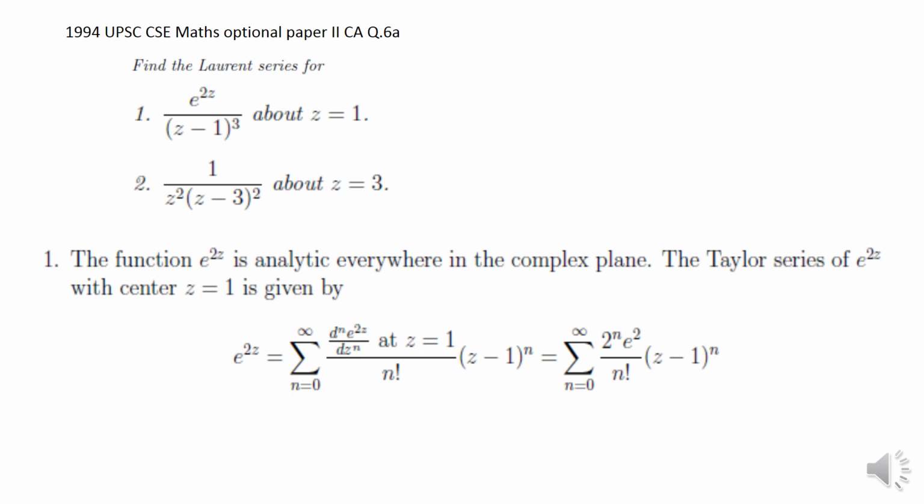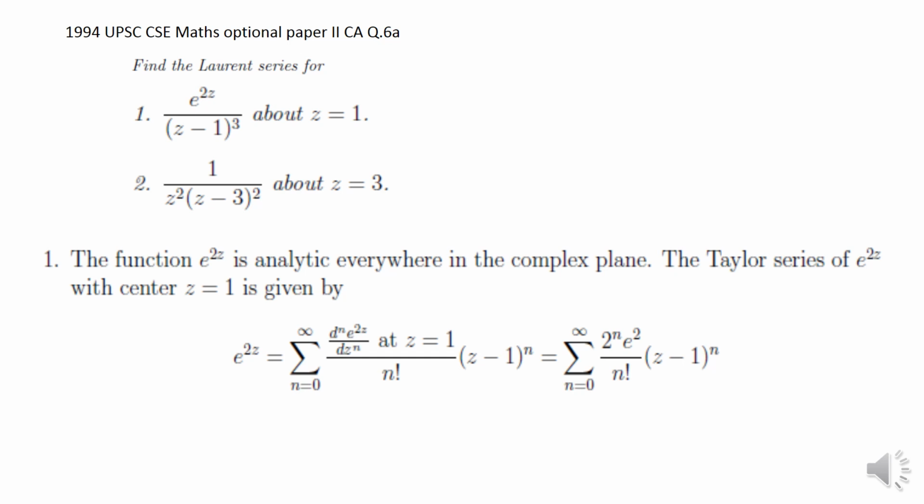E to the power 2z, which is in the numerator of the series, is analytic everywhere in the complex plane. This we can see with the help of Cauchy-Riemann equations. We can write down e to the power 2 into (x plus iy), and then we can apply the Cauchy-Riemann equations and see that they are satisfied. Therefore, this is analytic everywhere in the complex plane. I hope you can do this.